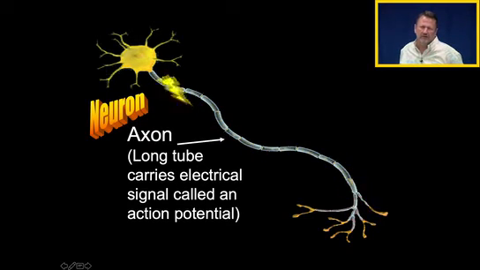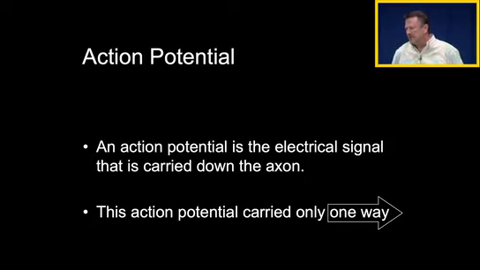However, that little lightning bolt going down the axon is supposed to show you that the action potential starts in one place and goes to the other. And they only go in one direction down an axon. So an action potential is the electrical signal that's carried down the axon, away from the sensory side and towards the output side. In our generic neuron, it's from the cell body to the synaptic terminals. And action potentials are only carried one way.